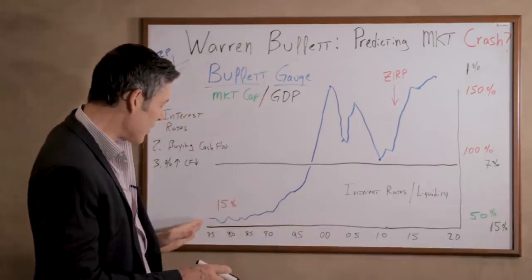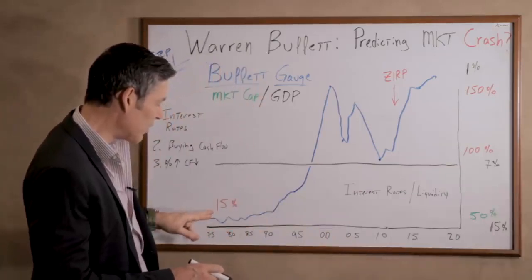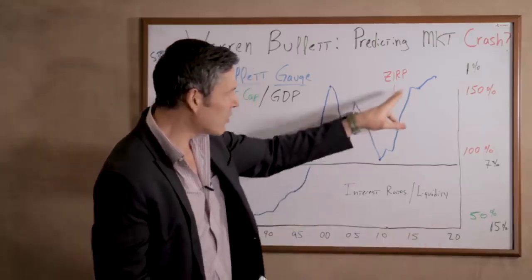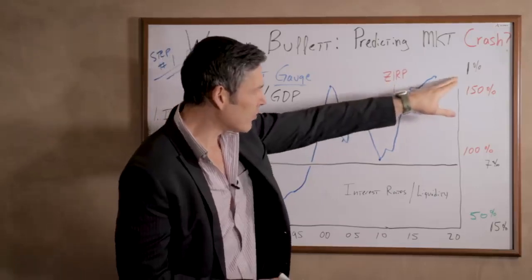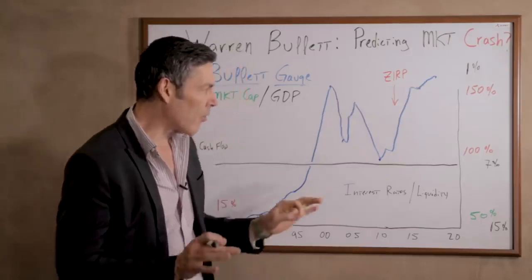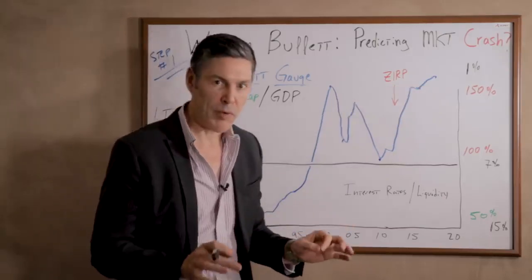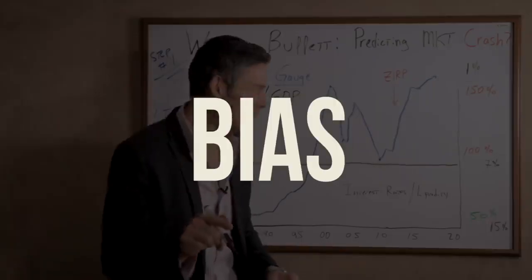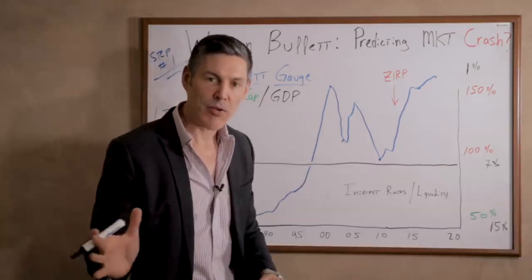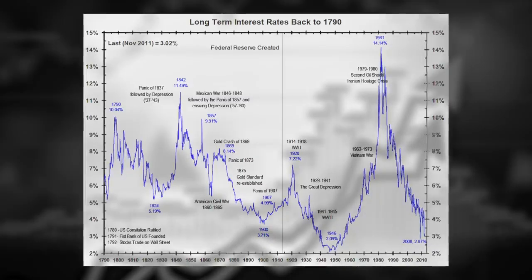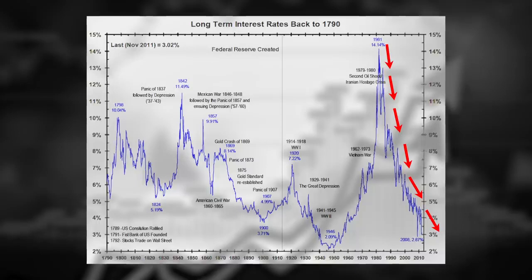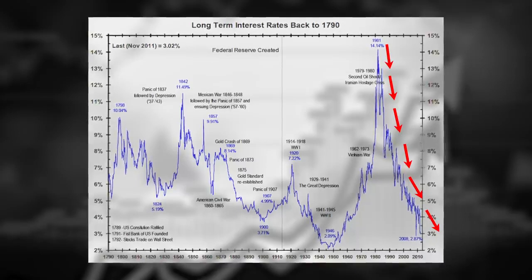So it would make sense that stocks, when interest rates were 15%, would be down below 50% of GDP. And when interest rates are at 0 or 1%, then the stock prices would be all the way up at 150%. The problem with this, and what most people forget because of recency bias, is that interest rates are cyclical. If you go back through our entire history of the United States, interest rate cycles go up and down, usually in 20 to 30 year periods.